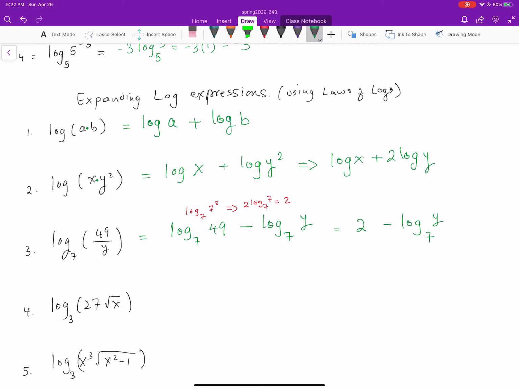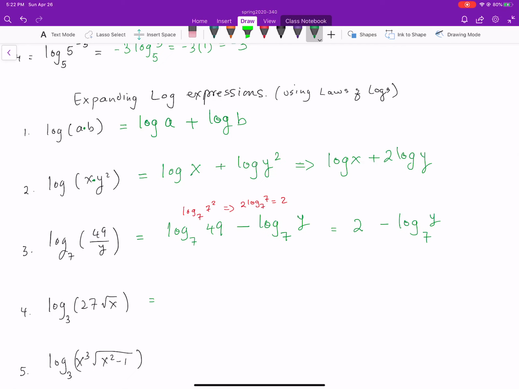So the next question, question 4, says I have log 3 of 27 times root x. All right. So over here, I see a multiplication. So I'm going to split this up into 2 logs over addition. So I get log 3 of 27 plus log 3 of root x. And I see that the square root, I can write it out as a rational exponent. So I get x to the 1/2.